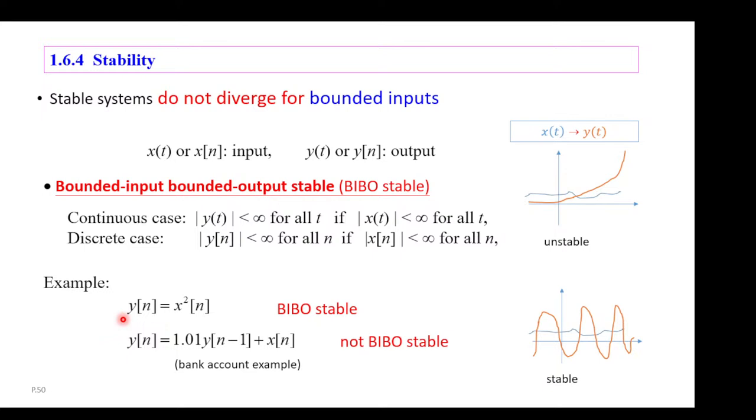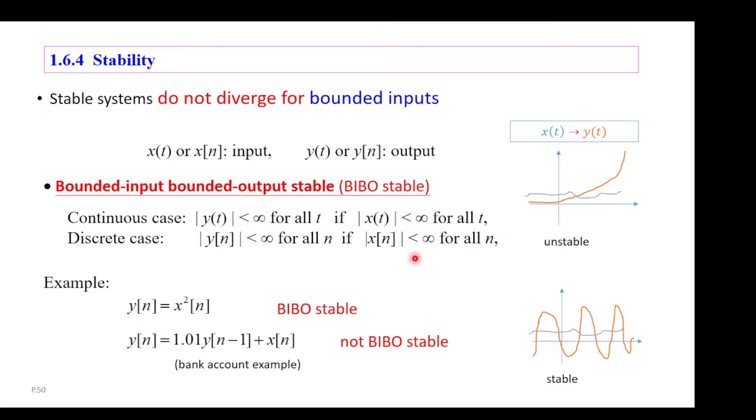A mathematical definition is kind of crazy here. Okay, so the mathematical definition here is if it's stable, then we have bounded input gives bounded output. So BIBO stable. Okay. And so this is stable, and if it's not BIBO, then it's not stable.